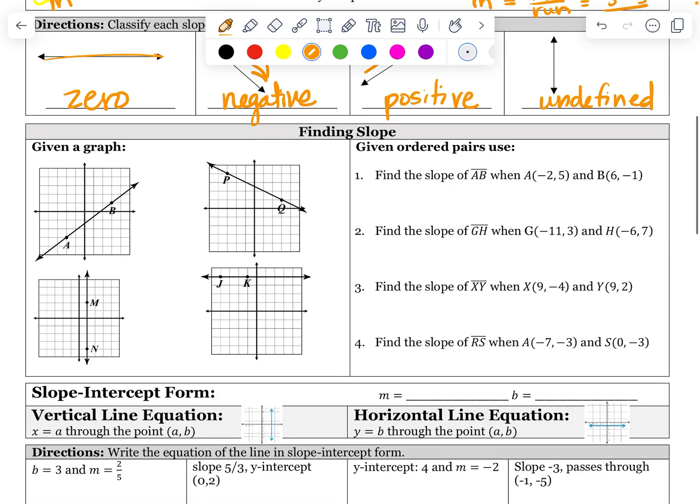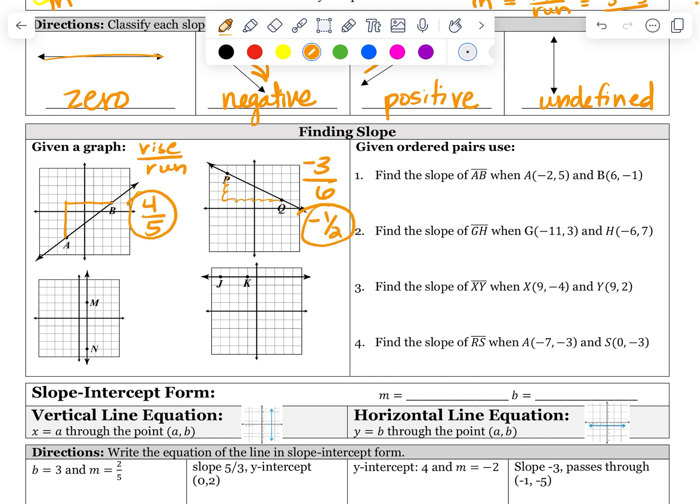All right, so let's find the slope given this graph. When I'm given a graph, I think it's easier just to count the rise over the run. So I'm just going to go up 1, 2, 3, 4 over 1, 2, 3, 4, 5. So 4 over 5, and that is positive. We're going uphill. That is my slope. Now this one is going to be negative from P to Q because I'm going to go down 1, 2, 3. So down 3 and then right 1, 2, 3, 4, 5, 6. So that's going to be negative a half.